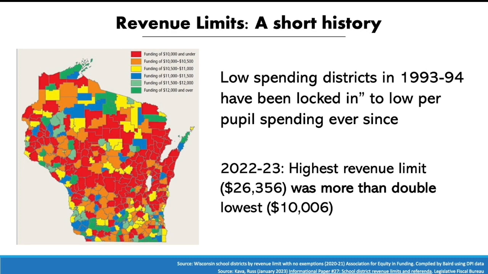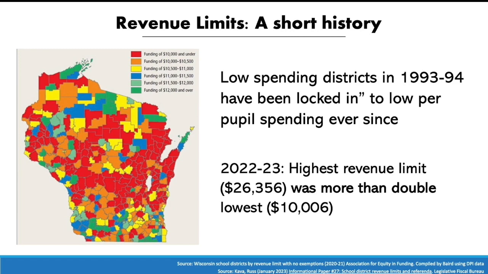Imagine how this affects their ability to compete to fill teacher shortages or provide high-quality programming. In 2022-23, the lowest spending district received just over $10,000 per pupil, while the highest spending district receives more than double that amount, just over $26,000. The average falls much closer to the minimum at $11,888 per pupil.